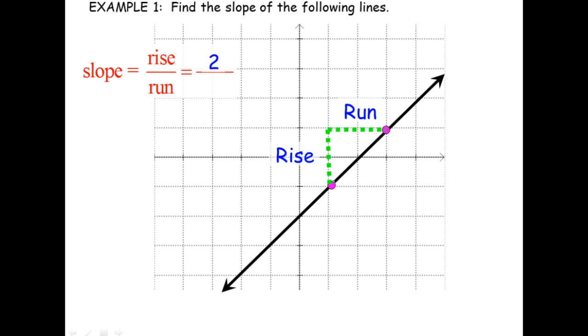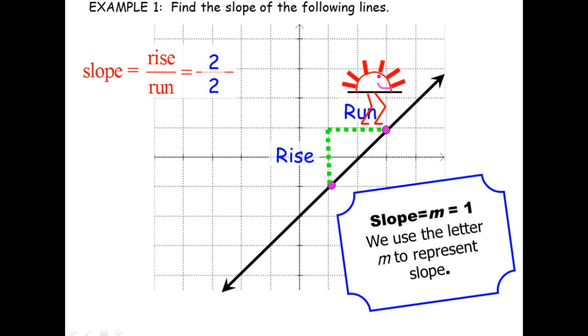Alright, so we rise 2 times, and we run 2 times. So again, Slopeman right here will be moving uphill. This tells us that the slope here will be a positive slope, and when we reduce 2 over 2, the slope will be 1. Now whenever we are talking about the slope, we need to make sure we reduce it. So here the slope will be 1.